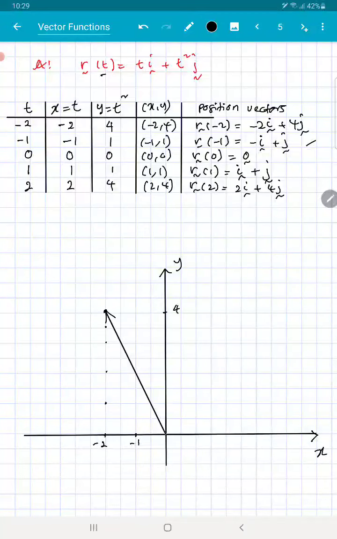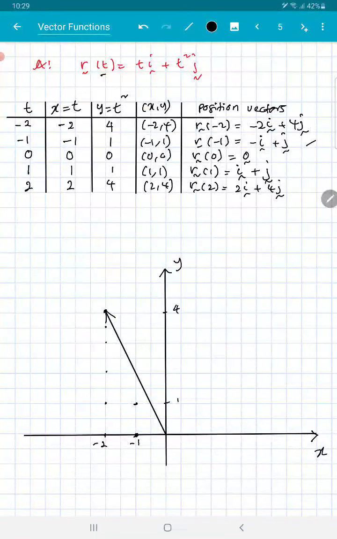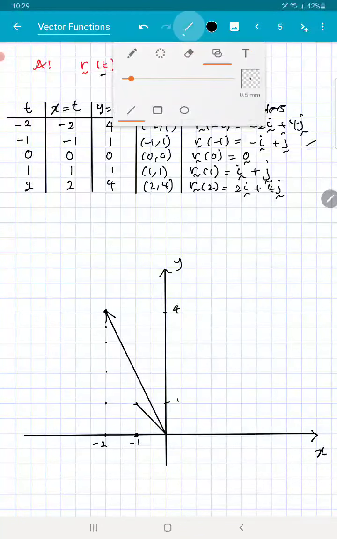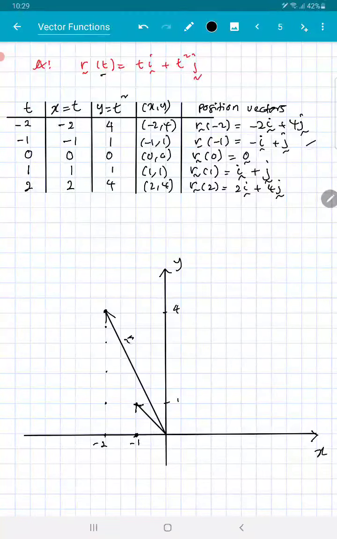So again, we start from the origin, and then we have -i, meaning you move 1 unit to the left, and then 1 unit up, so this is 1. And then you draw a vector, a straight line from the origin, because it's going to be a vector. So here we have another position vector when t is -1. So this is the position vector when t is -2. This is the position vector when t is -1.